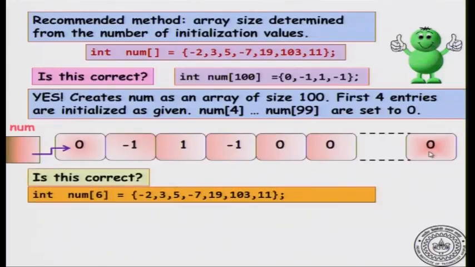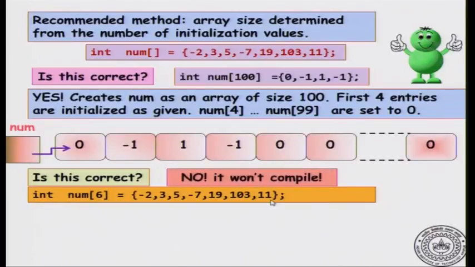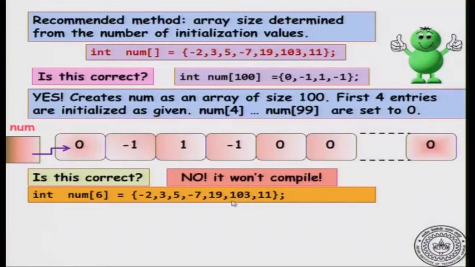Okay. Now is the following code correct? num[6] equal to, and then you give a list of 7 values to initialize. Is this correct? The answer is no, it will not compile. So if you write this code and compile it using GCC, you will get a compilation error. Why is that? We have declared an array of size 6, but we have given 7 initial values. So there is no way to do this.